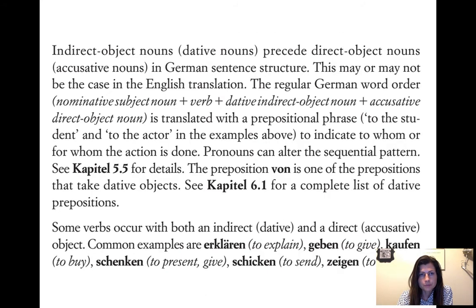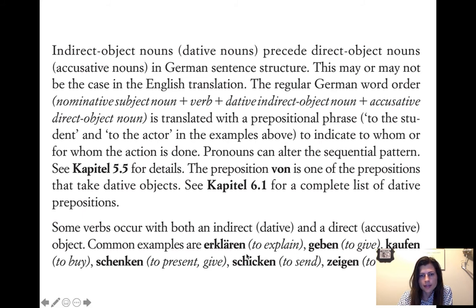Okay. So there's a couple of constructions here that you have to watch out for. So we have nominative, subject, and then verb, then the dative, indirect object, and then accusative. So that's the normal order, but you have to decide whether you're going to do to the student or to the actor, or just have it in the word order like we do in English.